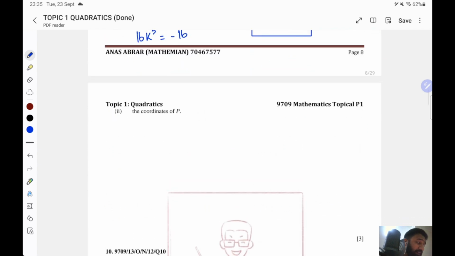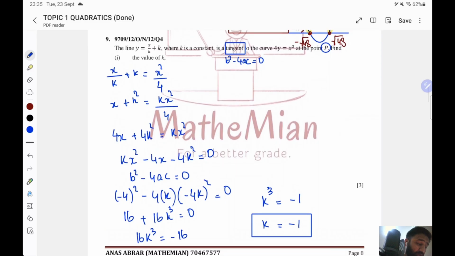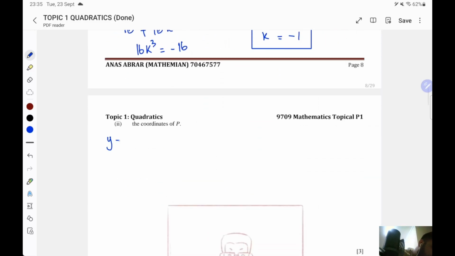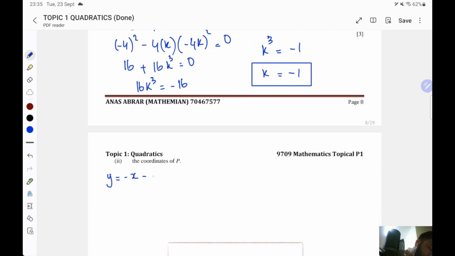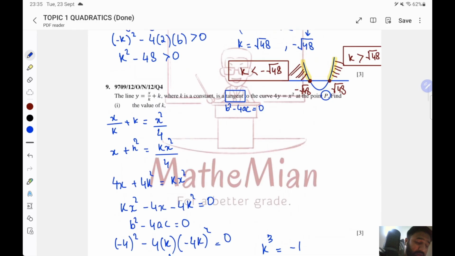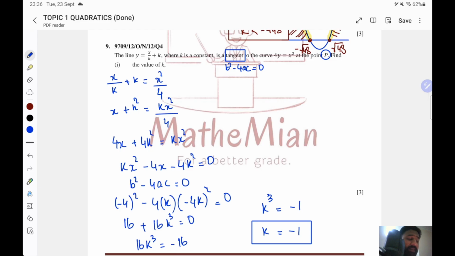For the next part, it says to find the coordinates of P. We know that the value of k is negative 1. So if I substitute the value of k as negative 1 into the above equation, it will give me y equals negative x minus 1. This will be the equation of the line, and the equation of the curve is going to be the same, y equals x square divided by 4. If you go back and read the question again, it says that the line and the curve are tangent to each other, they are intersecting, and that specific point is known as P.